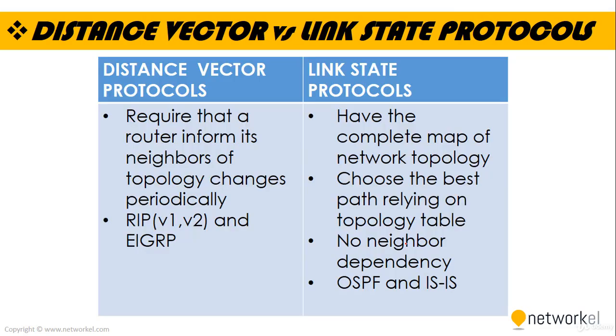And here is the comparison between distance vector and link state protocols. Distance vector protocols require that a router inform its neighbors of topology changes periodically, and they are RIP and EIGRP, as I told you in our previous slide. Link state protocols have the complete map of the network topology, and they choose the best path relying on their topology table, and we have no neighbor dependency in here, and OSPF and IS-IS are the link state protocols.